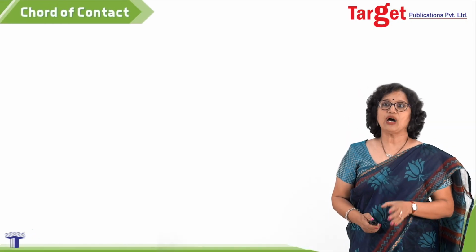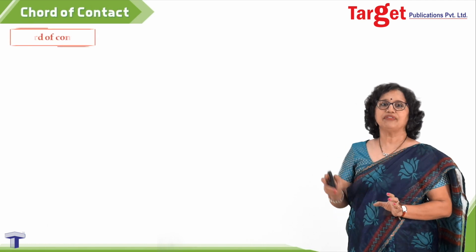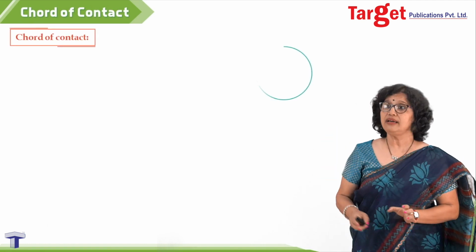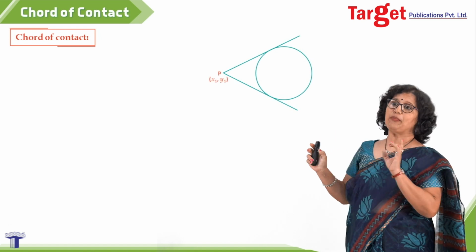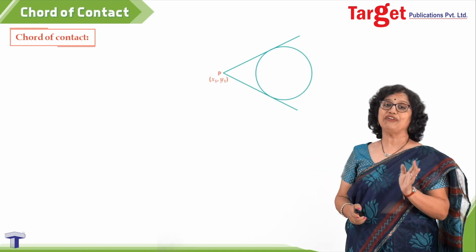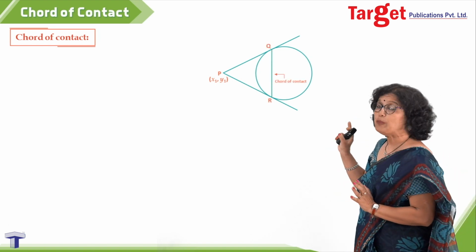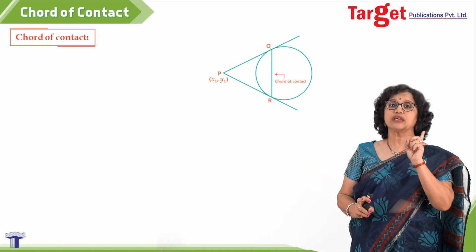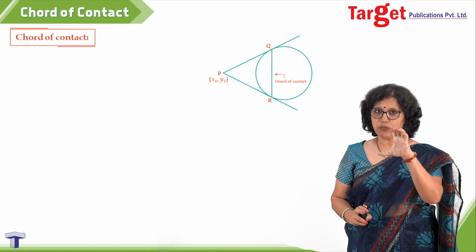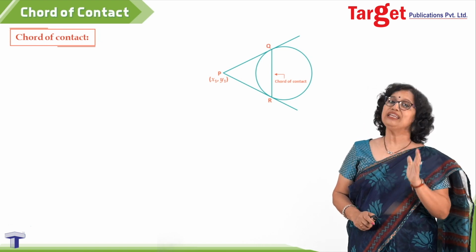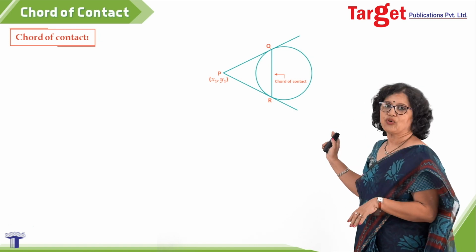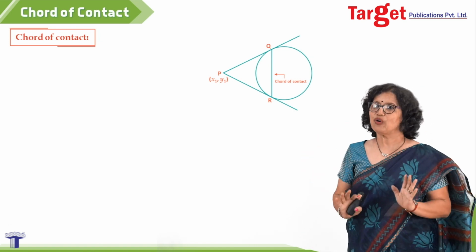Hello everyone. In this session of circles, we will be doing a new concept called chord of contact. To start with, first I try to draw here a figure in which I am showing a circle, a point P (x1, y1), from which I have drawn two tangents, and those two tangents meet the circle at points Q and R, meaning those are two points of contact, and I join Q and R to get the chord of contact. So I think from the picture, you know what is chord of contact.